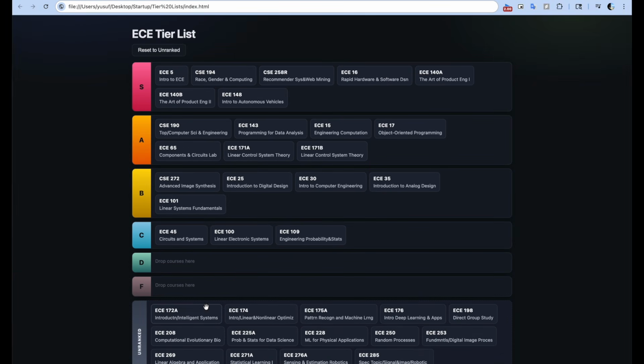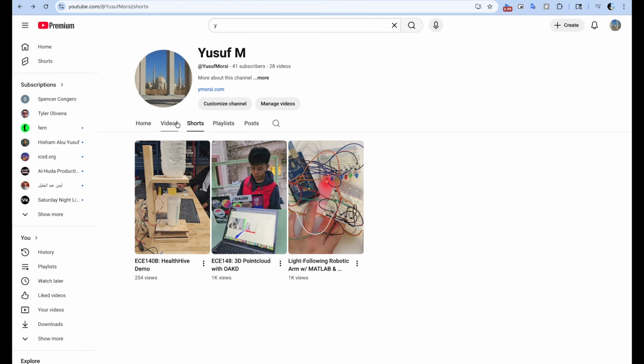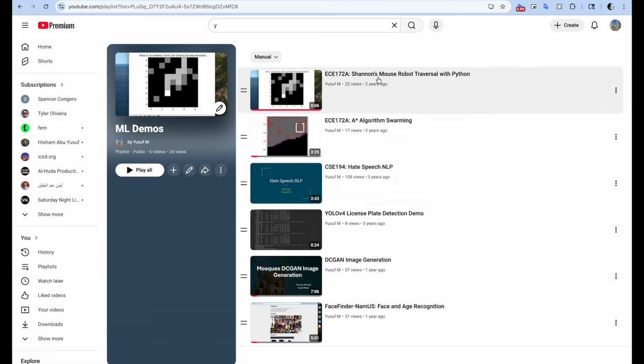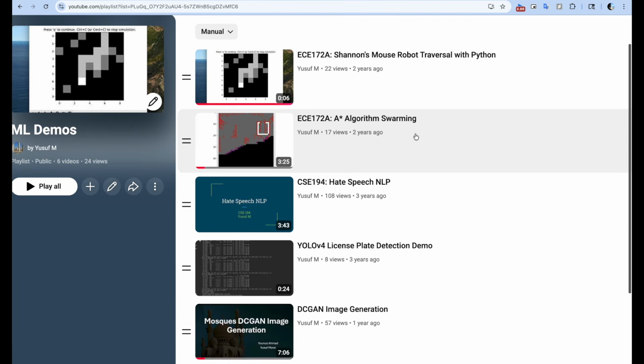172A, I took it with Mohan Trivedi. A lot of memorization has to be done in this class. So the homeworks you'll learn a lot if you do them. You have to do coding and you'll build breadth first search and things like that. If you look at my channel, you'll see that I built Shannon's mouse. It's really interesting to learn about that. Shannon's mouse is like a robot traversal thing.